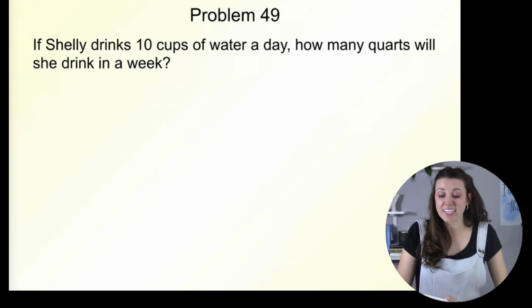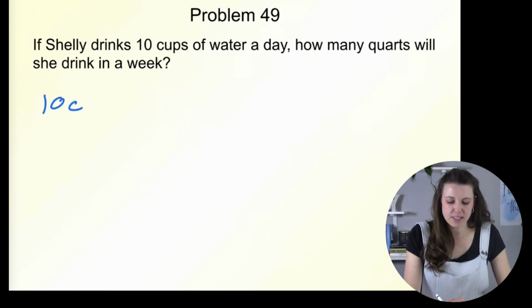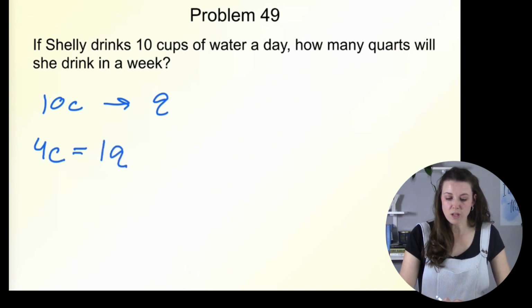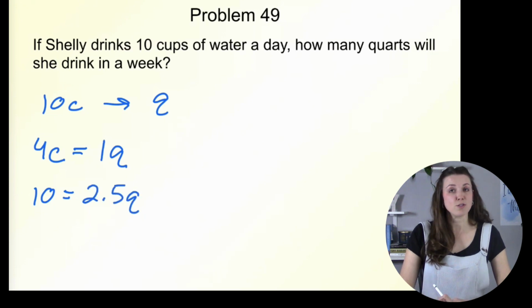If Shelly drinks 10 cups of water a day, how many quarts will she drink in a week? Okay, so she has 10 cups and we want to know how many quarts, right? So I know that there are 4 cups equals 1 quart, okay? So that means that 10 cups is equal to 2.5 quarts, right?